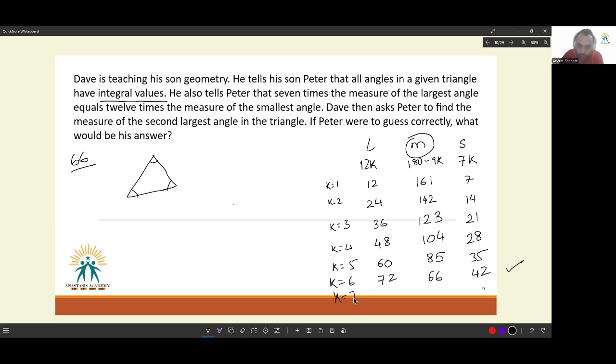If we get to K equal to 7, this will turn to 84, this will turn to 49, and this will turn to 47. And this becomes an unacceptable case because remember, the smallest angle is now becoming greater than the middling one. So prior to this, all of these are unacceptable cases. After this, all the cases are going to be unacceptable because the smaller angle will be greater than the middle angle, which now tells us there is only one acceptable case. And in this case, what is the second largest angle? Second largest angle is indeed 66. Choose the algebraic way of solving or the brute force way of solving. Either of them are fine.